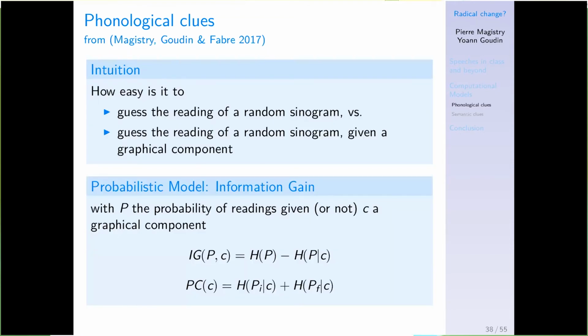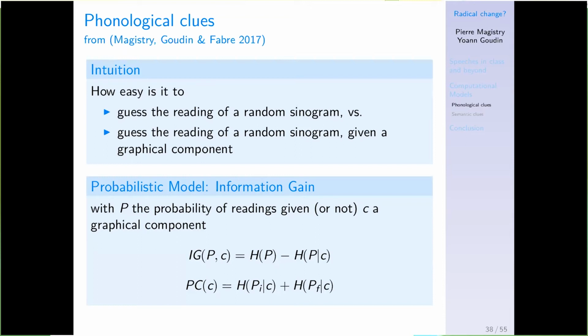And this allows us to design some measurements that draw from information theory. And the intuition, I won't give a lot of mathematical details. I will try to give you the intuition behind the computation. So for the phonological part, it's quite simple, I hope.